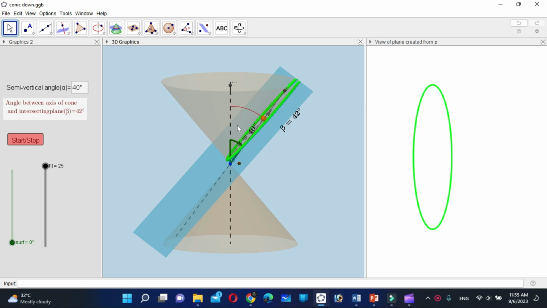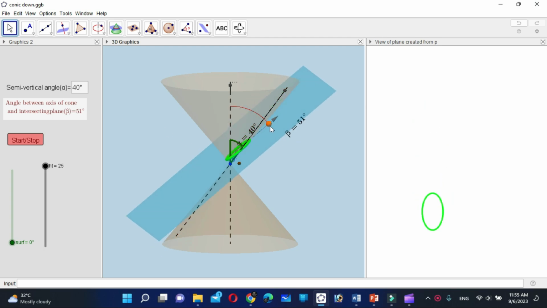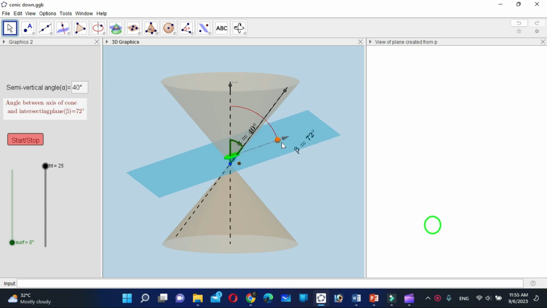Ellipse. An ellipse is formed when the cutting plane intersects the cone, but it is not parallel to the base. In this case, the angle made by intersecting plane is greater than semi-vertical angle but not equal to 90 degrees.